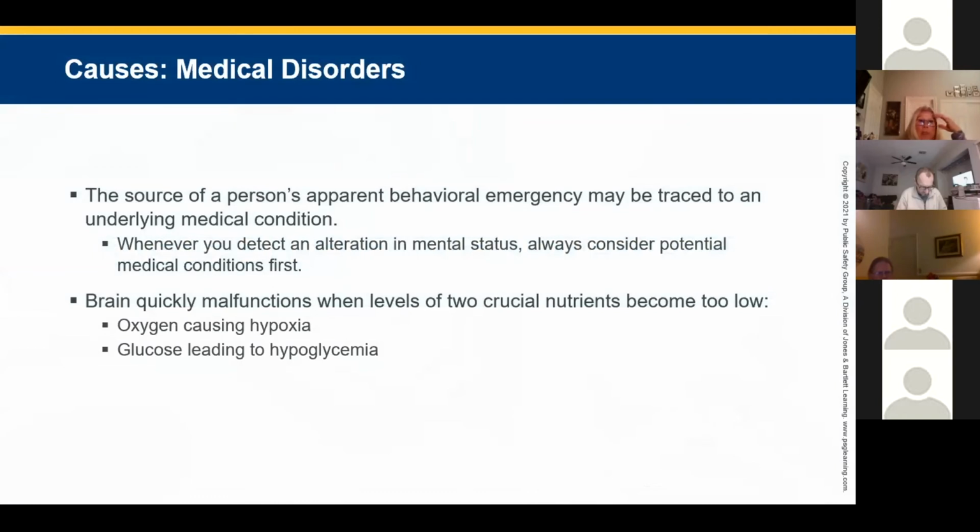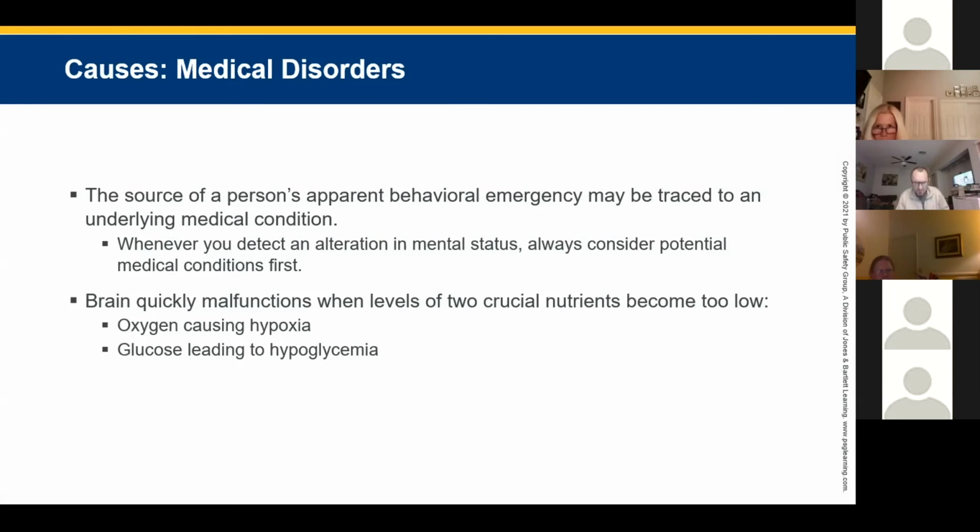The source of a person's apparent behavioral emergencies may be traced to an underlying medical condition. That is always so. You detect an alteration in mental state. When their mental status is altered, always consider potential medical conditions first. Anytime that someone has altered mental status, it could be from what?